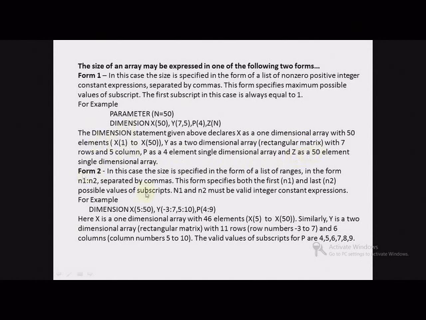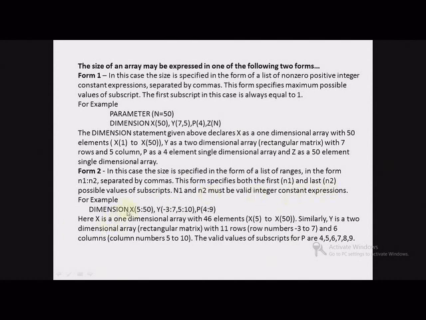The second form is slightly different. In this case, the size is specified in the form of a list of ranges. It is written in the form n1 to n2, and these ranges are separated by commas. This form specifies both the first subscript and the last subscript, that is, the first value of the subscript and the last value of the subscript. So n1 and n2 must be valid integer constant expressions.